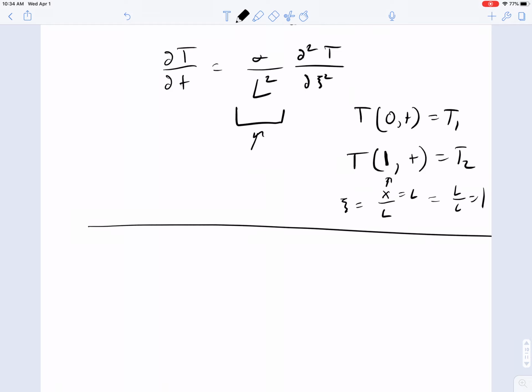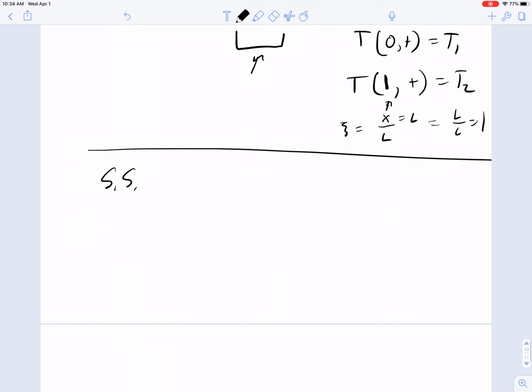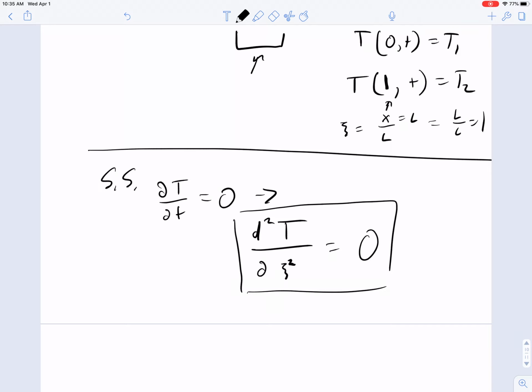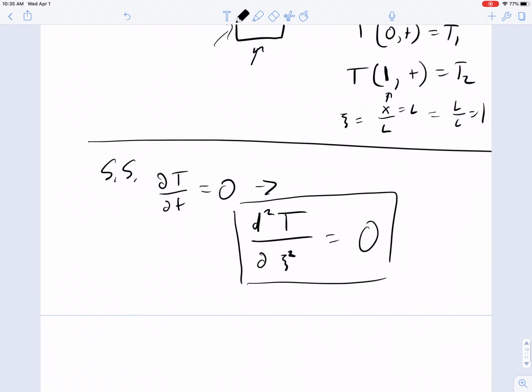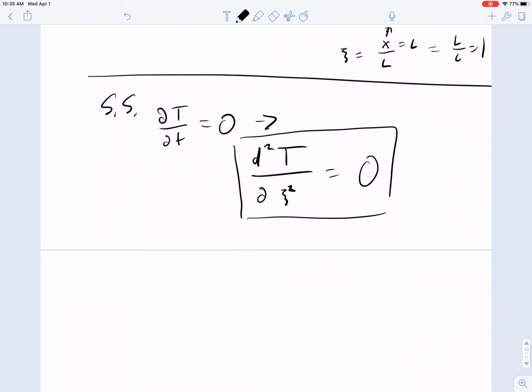First, let's do it at steady state, which means that the time derivative is equal to 0. Which also means that we're working in a total derivative because now temperature is a function of position only. It's now a single independent variable derivative. So this becomes the new differential equation that we have to solve. I already divided through by alpha over L squared because that is just a constant. 0 divided by a constant is still 0.